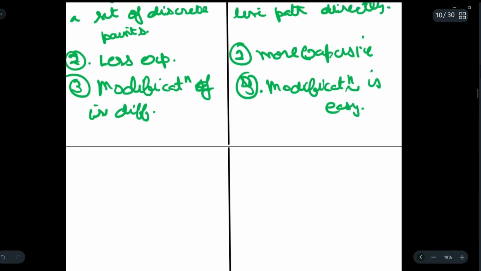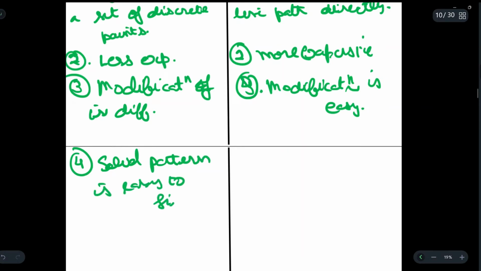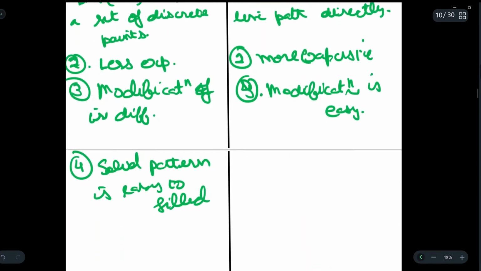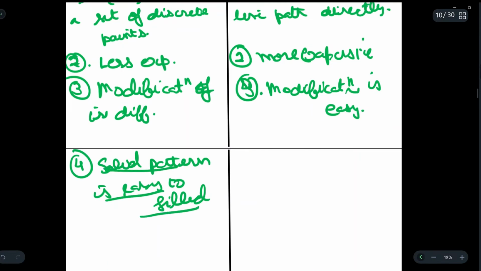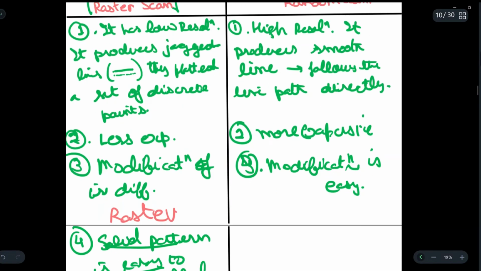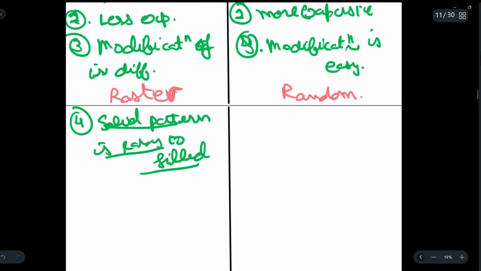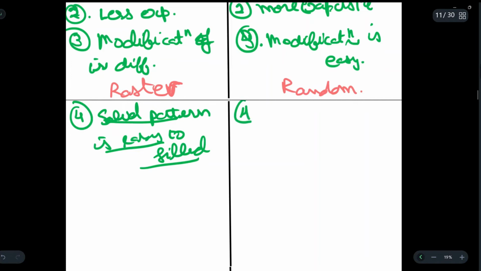Now the fourth difference is that a solid pattern is easy to fill. Suppose we have a solid pattern, then it can be easily filled by using a raster scan system. That is the raster scan system, so it is easy to fill the solid patterns. Let me write the raster scan and random scan again over here in order to decrease the confusion. And this is the random scan. Now the fourth difference for random scan will be just the opposite, that the solid pattern is difficult to fill.